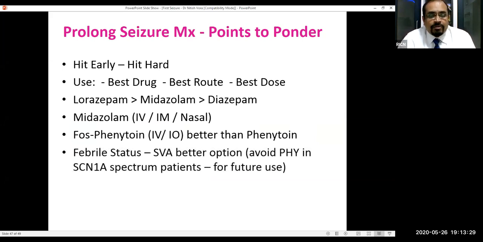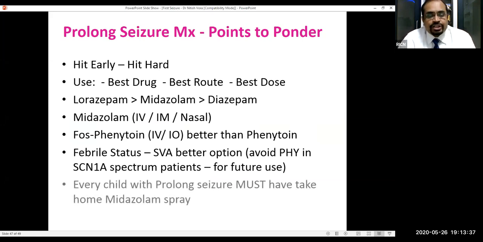Febrile status, if you have febrile status, sodium valproate is a better option. And in future, if your child is in the SCN1A spectrum, try to avoid phenytoin. And every child with prolonged seizure should have take-home midazolam spray.